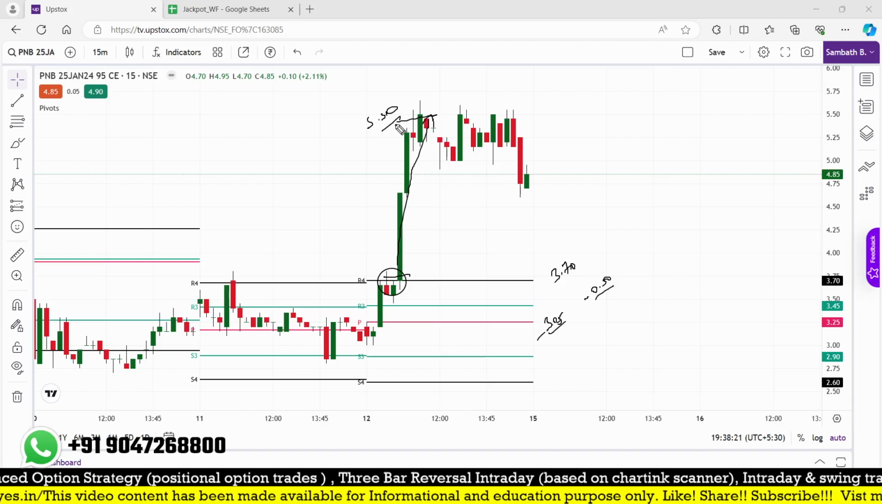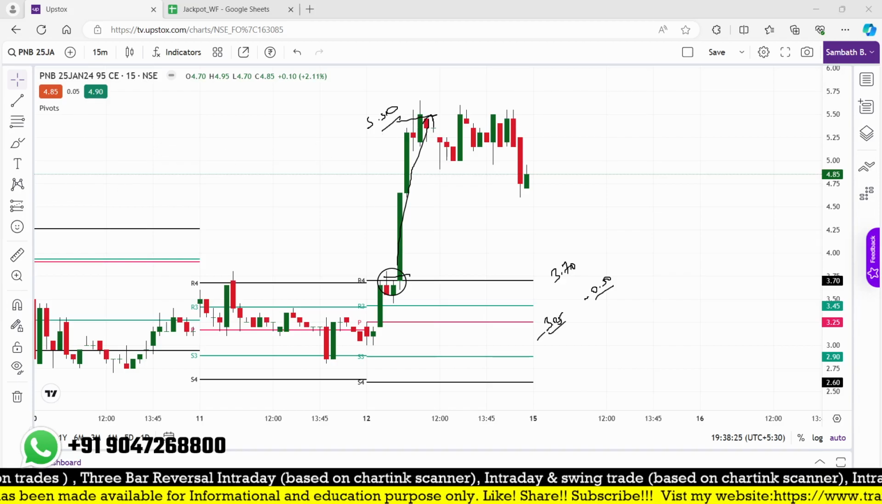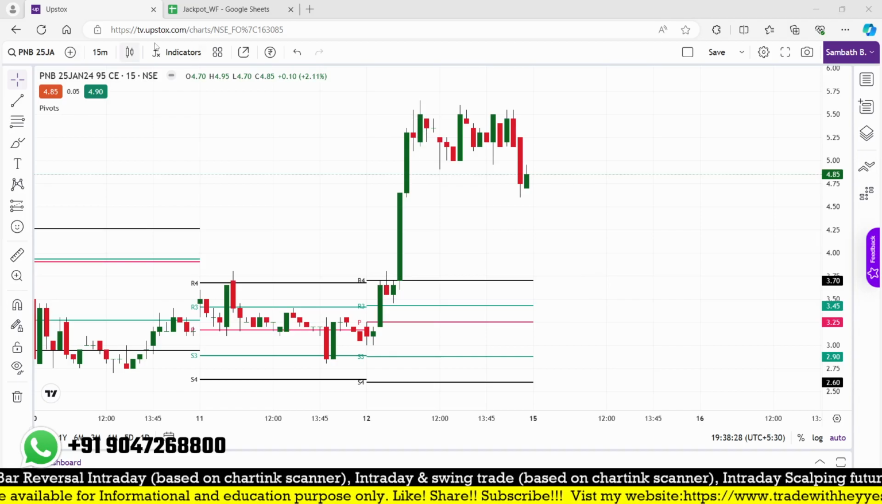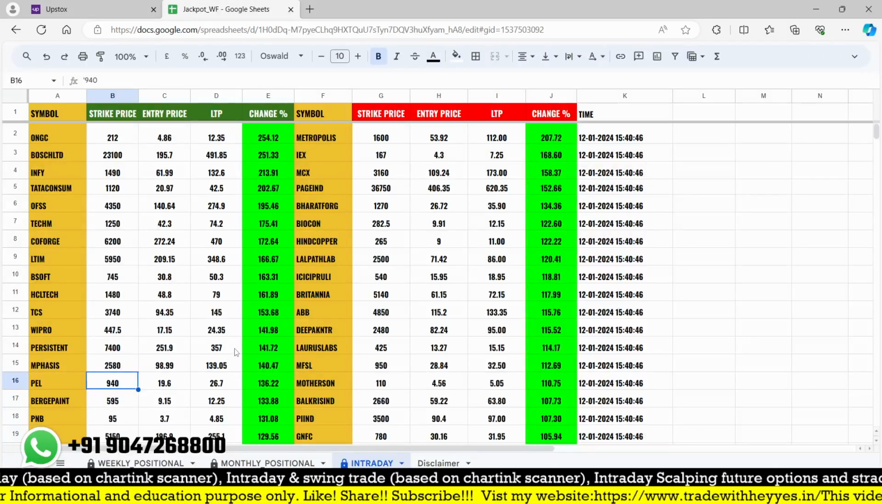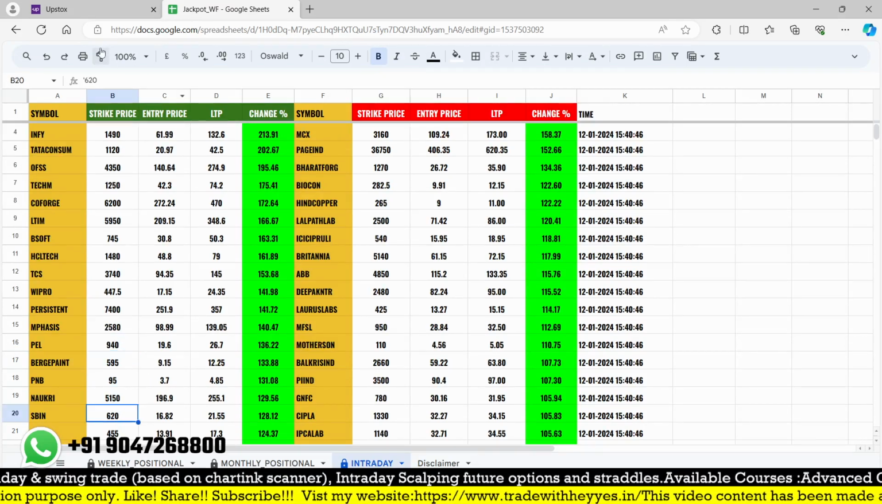Before taking an option trade, you need to check that the stock is liquid and whether it is trading with good volume. That is very important. Not all stocks trade with good volume. So like that we need to find out. SBI 620.